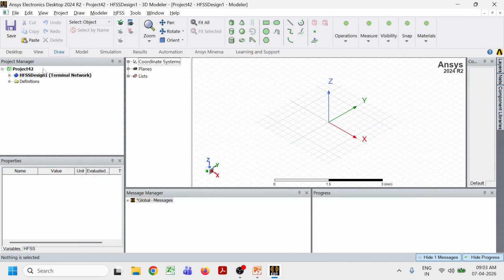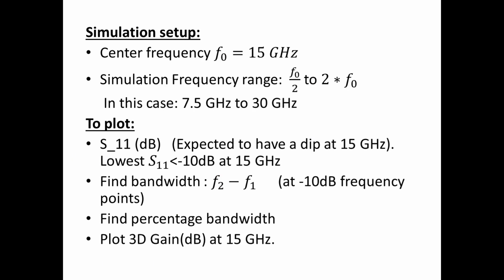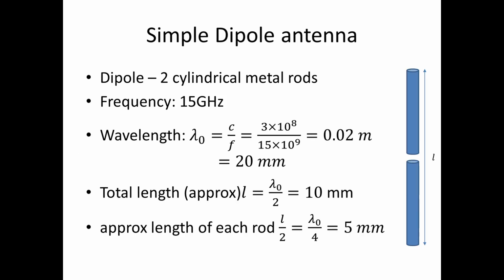You can give whatever name it is and note down the location where you are saving. Okay, so in our design, we had just seen that only three variables we would be considering. One is L, the length of the dipole, which is half the wavelength, and L by 2 will be the length of each rod. So total length will be L for the dipole antenna, and the length of each rod will be L by 2.